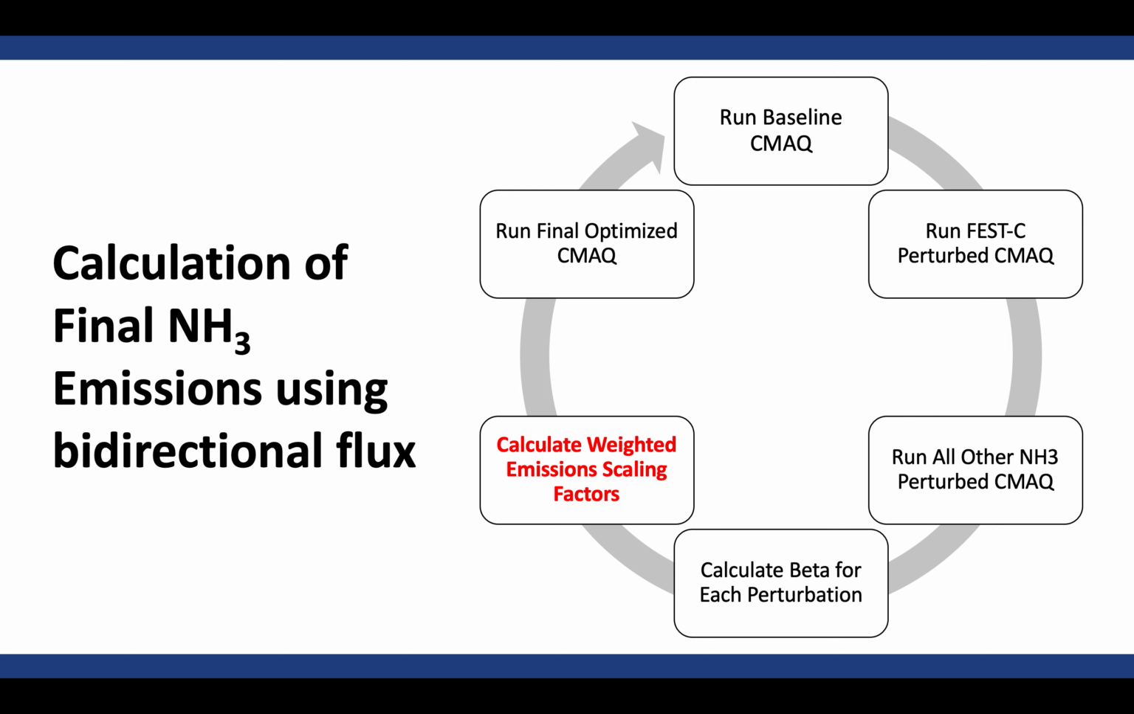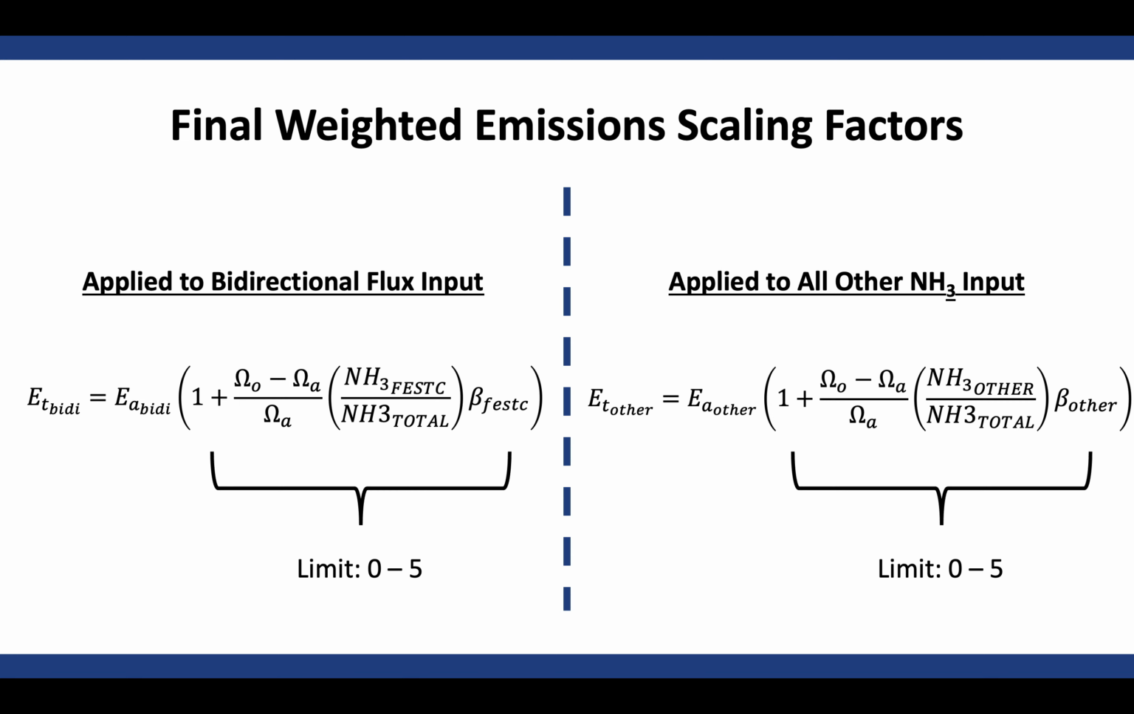All right, with that, then we can calculate the final weighted emission scaling factor. And this is where we start to see a lot more terms, but it's actually pretty straightforward. And this is where we had to also add in an extra term based on this idea of using two separate perturbations. So in the standard mass balance finite difference approach, the final emissions is equal to the a priori emissions times 1 plus this difference term, which is basically the observations from CRIS minus the baseline CMAQ divided by the baseline here, and then multiplied by this beta factor.